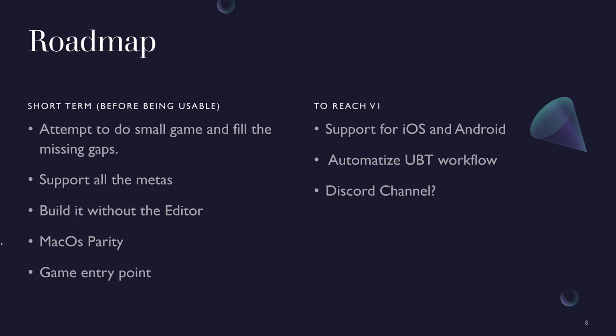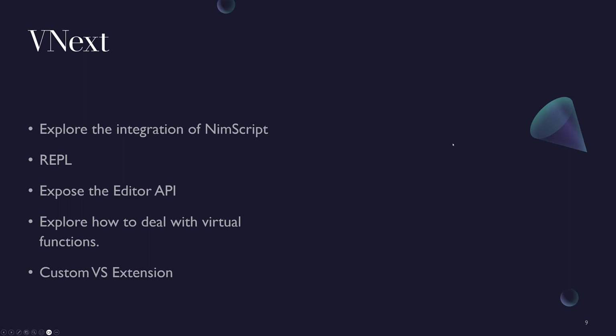And for the long term, we would like to explore the integration of Nim script, so we can have even faster compilation times, but maybe only for functions and small things, because Nim script is not really fast, but it can be awesome as a tool for quick prototyping, right? And to test ideas out. If that works, we may consider to introduce a repo, which is more of the previous point, right?